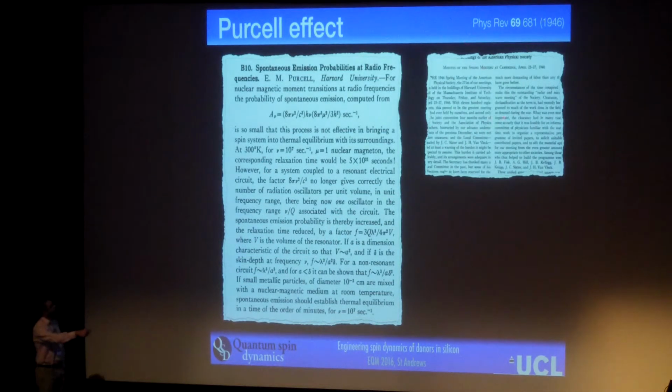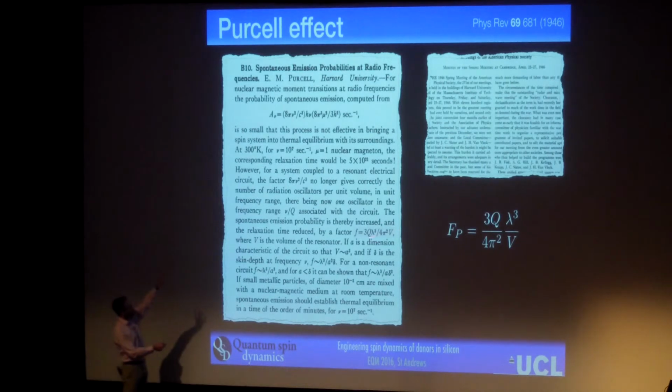So then we can go back to 1946, to the APS March meeting, right after the end of the Second World War, and there's a nice abstract here from Purcell, where he points out that the spontaneous emission rate can be enhanced by putting this two-level system into a cavity. It's enhanced by what we call the Purcell factor, which is related to the Q factor of the cavity, the wavelength, and the volume of the cavity. So if we can make a high Q, small cavity, we can strongly enhance spontaneous emission. Actually, he proposed it for nuclear spins. That was the original idea.